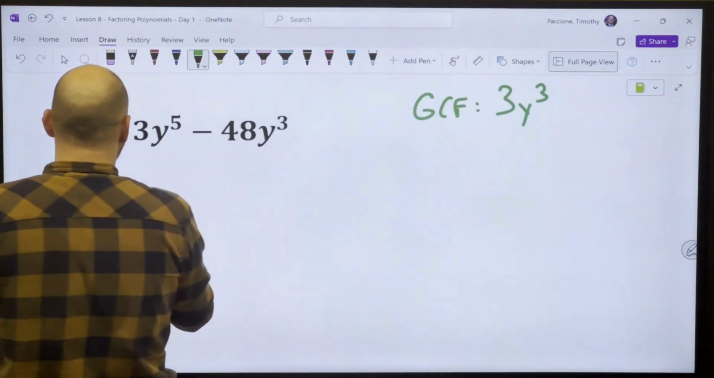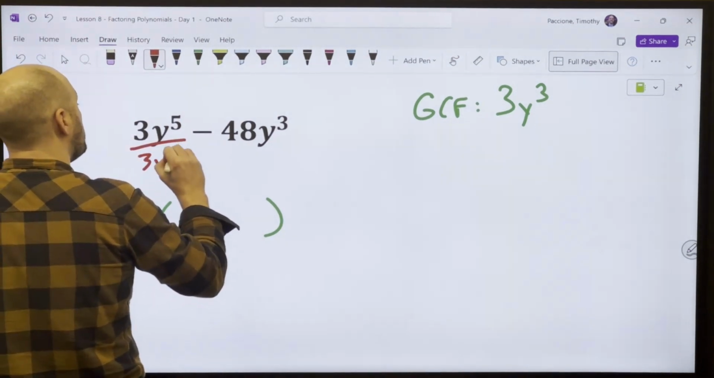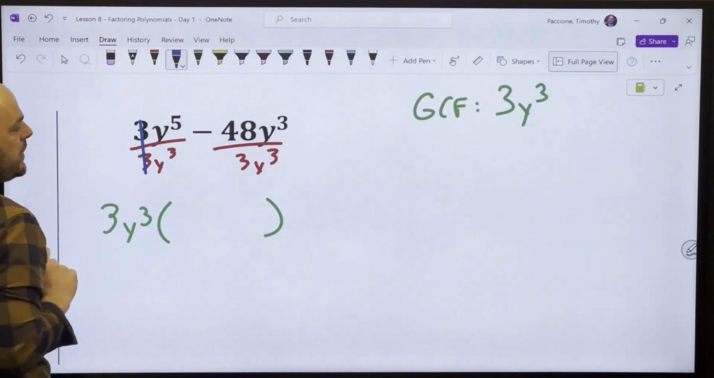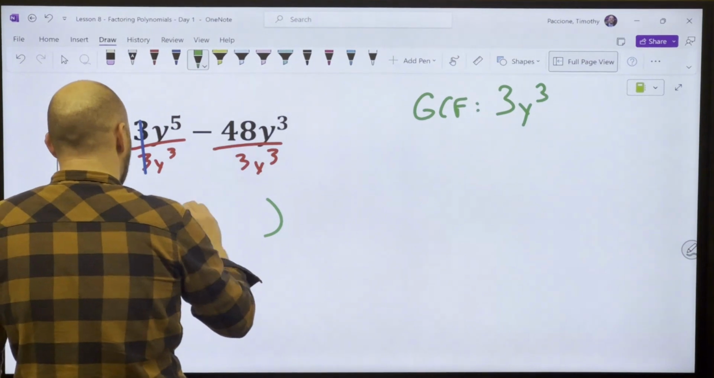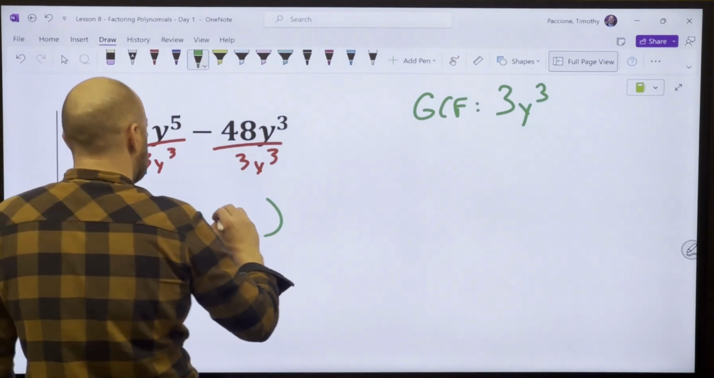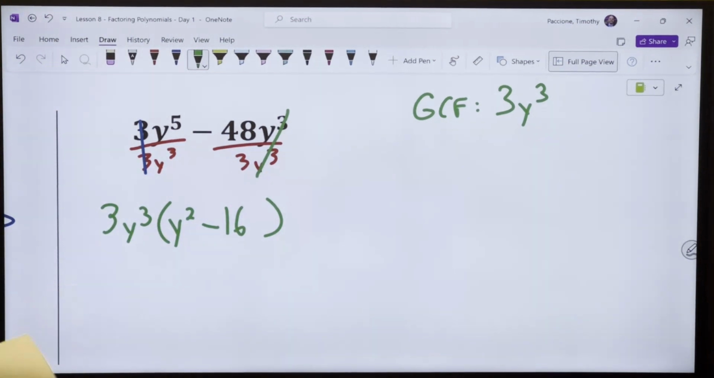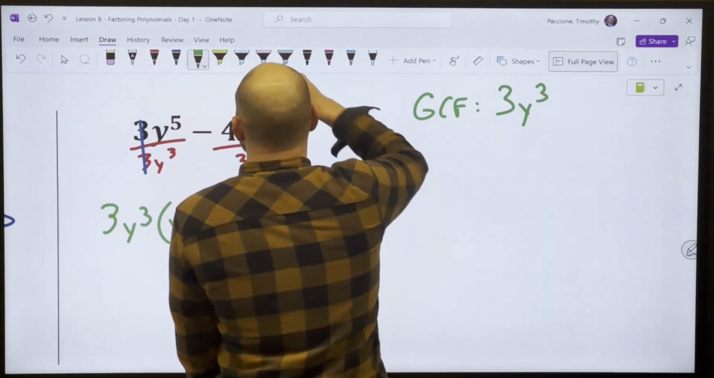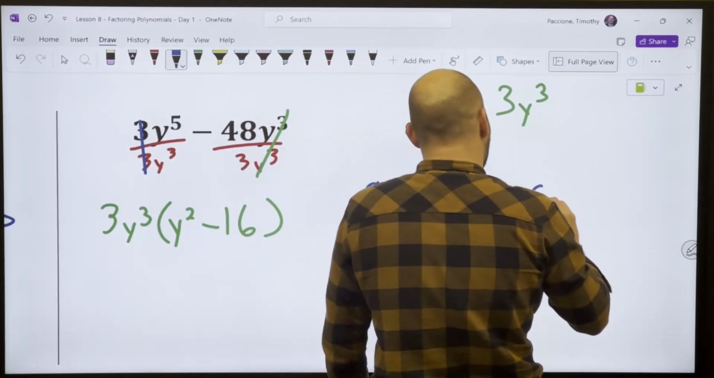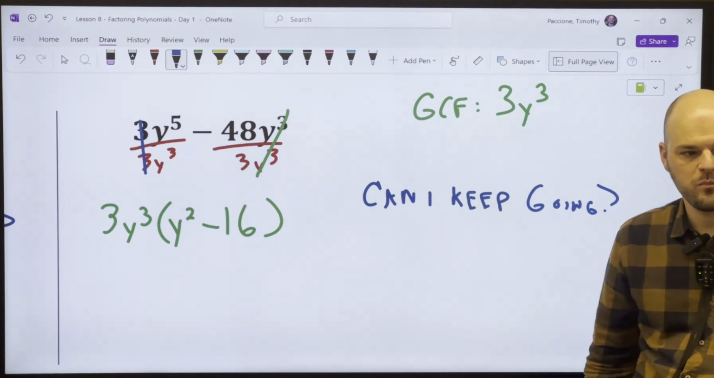So now I pull out 3y to the 3rd, and I divide them both by 3y to the 3rd. Well, in this case, the 3's cancel. Y to the 5th over y to the 3rd is y squared, minus, and then 48 divided by 3 is 16. And then y to the 3rd over y to the 3rd cancels. Okay, now I ask myself that question. Can I keep going? Who says yes? Yeah. It's y minus 4, y plus 4.